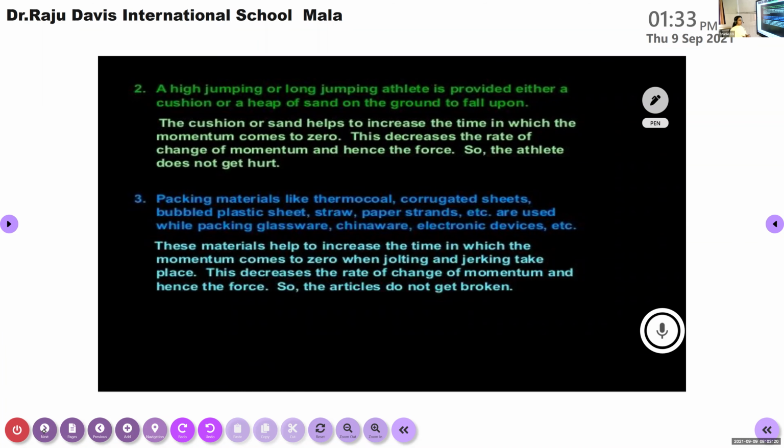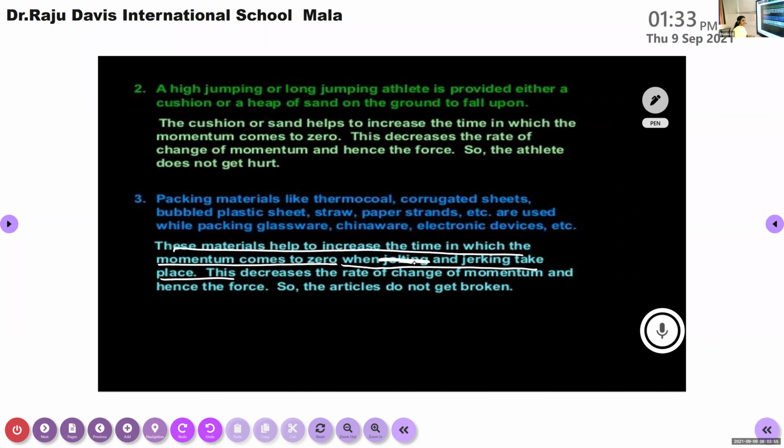The third application, packing materials. Whenever we are packing materials like glassware, chinaware, or electronic devices, we are using some packing materials like thermocol, corrugated sheets, bubbled plastic sheets, straw, paper strands, etc. This is because these materials help to increase the time in which the momentum comes to zero when jolting and jerking take place. You don't need to copy this jolting, jerking.